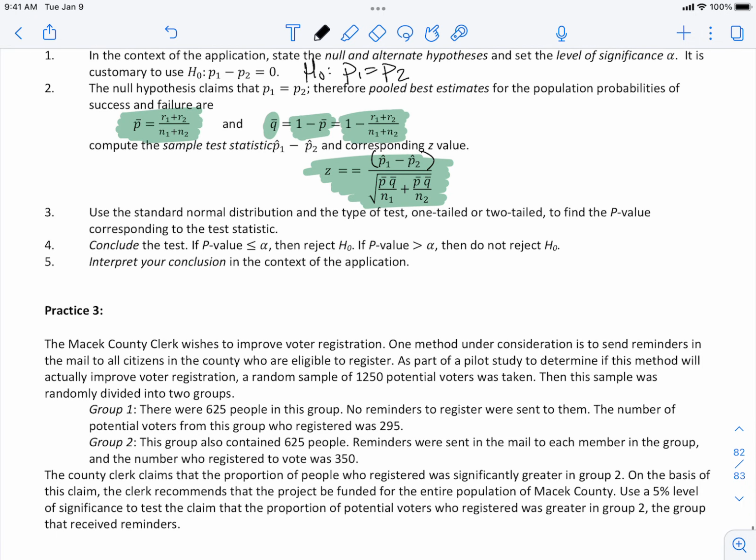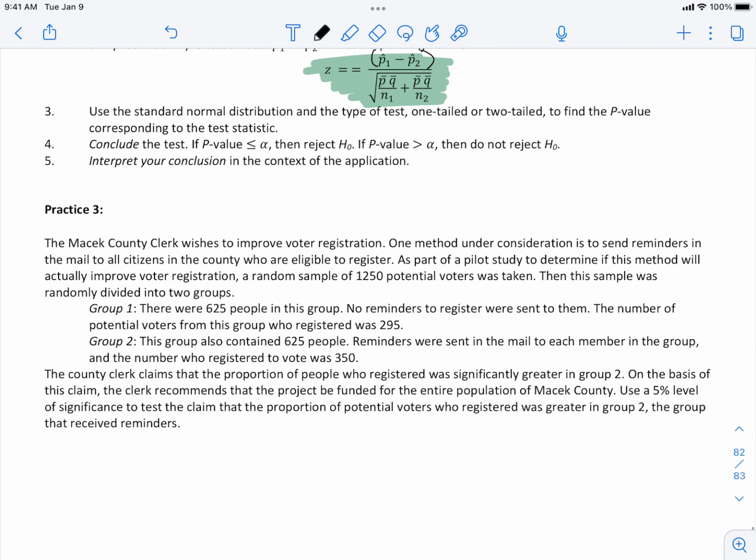So it says, the Macek County clerk wishes to improve voter registration.